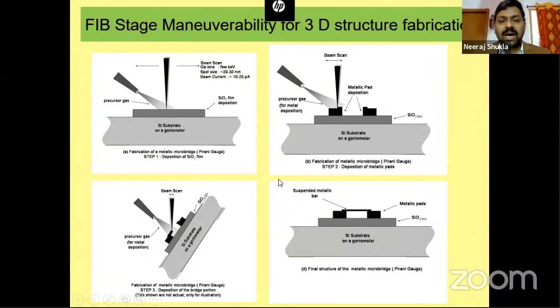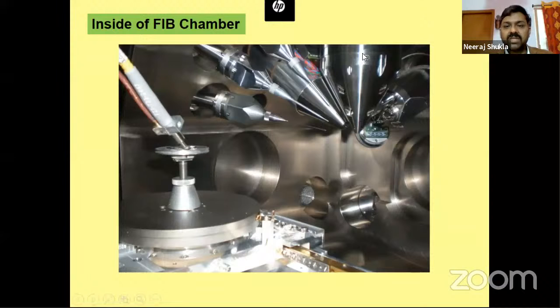The ion which we use for focused ion beam application is the gallium ion, and gallium has amazing properties. Nowadays, people use helium ions, which people call the helium ion microscope. Because helium is lighter, they use it for imaging as well as sputtering. But the sputtering yield of a heavier ion is more, and gallium is heavier, so gallium will be more effective in making micro and nano structures. So this is the inside of the chamber. This is the ion column.